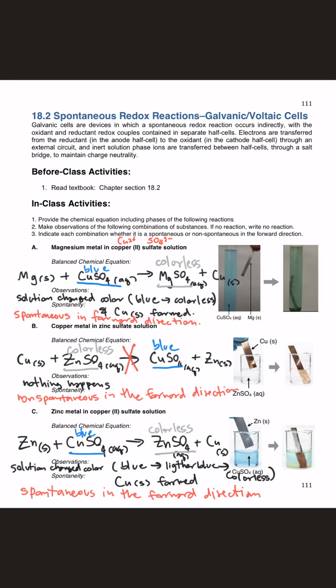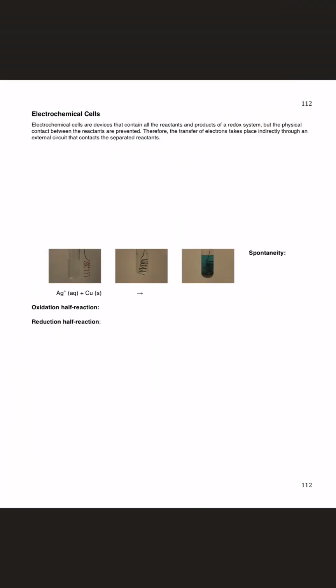We already confirmed that. Next, we are going to look at a device based on the redox reaction, except in this device, the physical contact between the reactants is prevented, which means the two reactants will not be in direct contact with each other, but the transfer of electrons would take place indirectly through an external circuit. And this type of device is called an electrochemical cell.